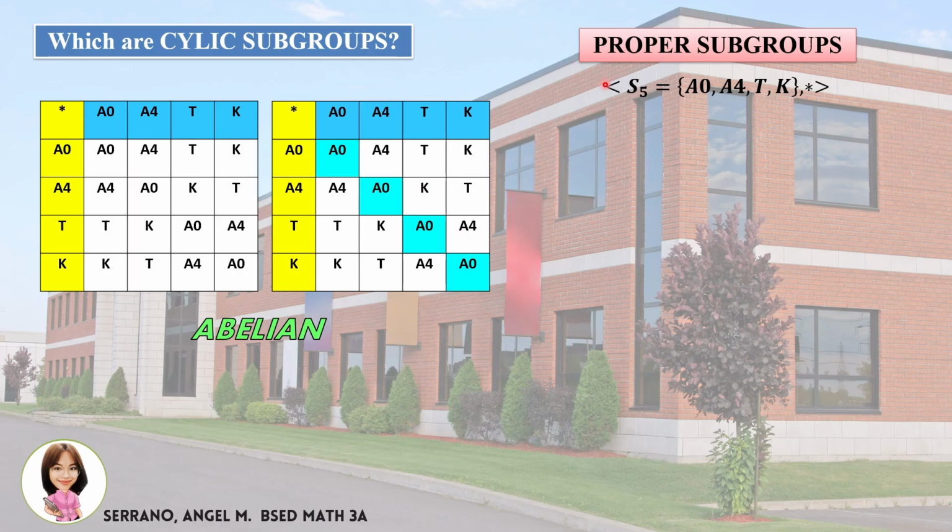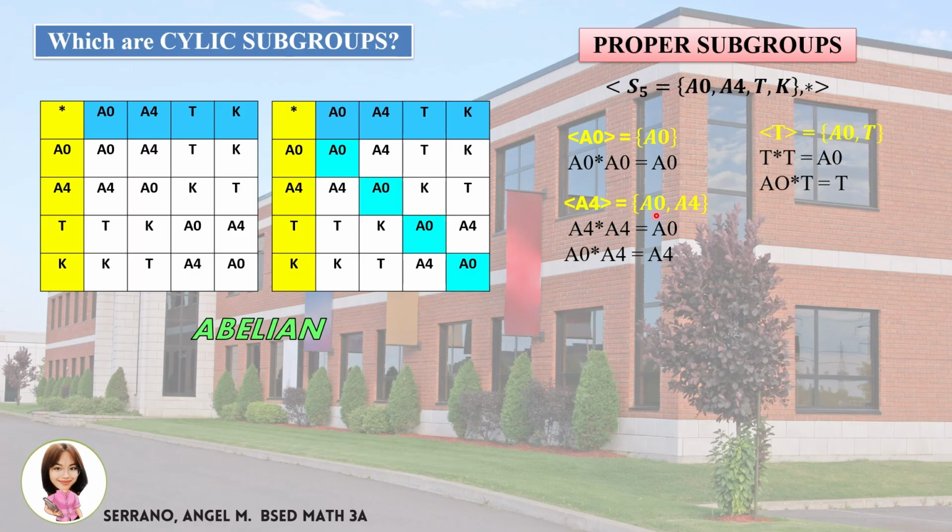How about if it has at least one generator? So let's see, starting with the element generated by A0, which is A0. It is not a generator since it didn't generate the entire group of S sub 5. Then next we have A4 containing the elements A0 and A4. So it is also not a generator of S sub 5 since it didn't contain all the elements of S sub 5, or it didn't generate the entire group of S sub 5.